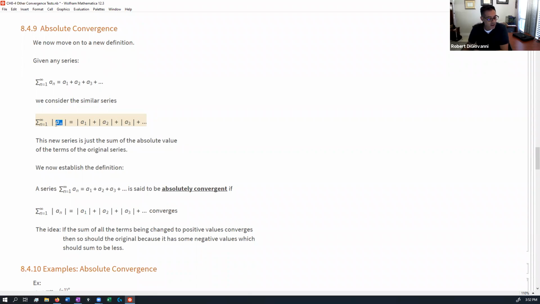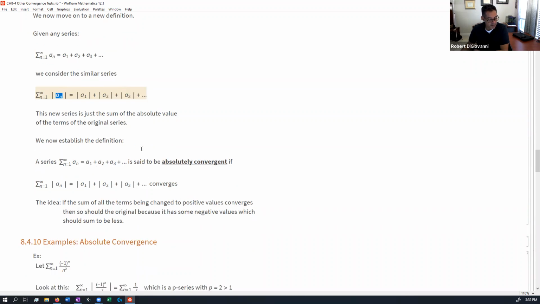If we look at the absolute value of each one, then what it's doing is it's saying, who cares if it's positive or negative? Let's just make them all positive. Okay, this is a new series. It's just, like I said, the sum of the absolute values of the terms of the original series. All right, that's what that notation means, right? So we're going to look at that now.